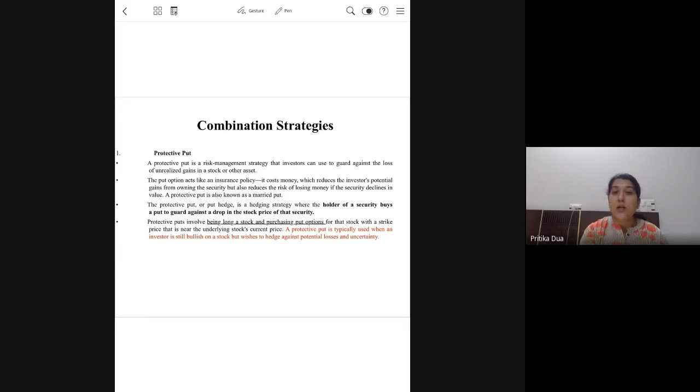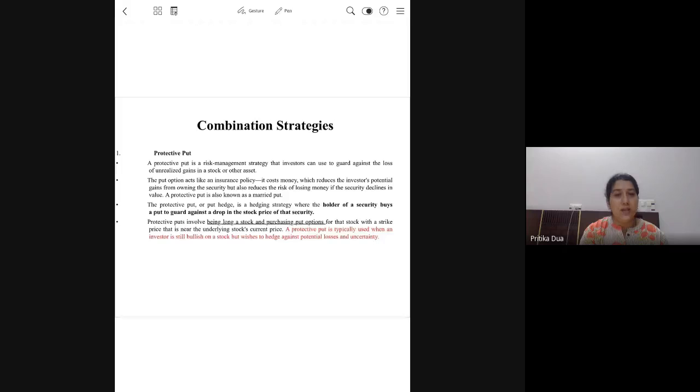So we start with the first combination strategy, which is the simplest of all, that is a protective put. You go long on a share. Since we are talking about stock options, you go long on a share, which means you are buying a share, but at the same time, you want to safeguard yourself against any possible decrease in the price of that share.